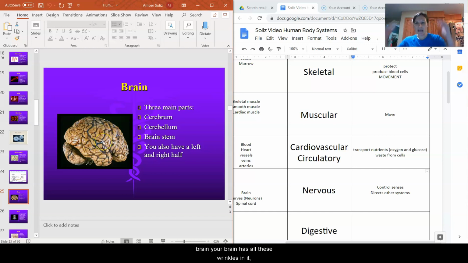Your brain has all these wrinkles in it. Okay. It's very, very wrinkled. If we were to take an air pump and blow your brain up and make it really, really big, your brain would be huge and then your head would have to be real big too, okay? So to save surface area, it's very wrinkled.